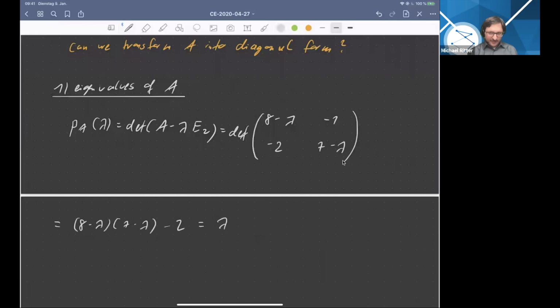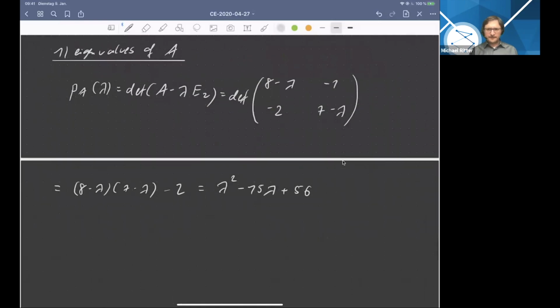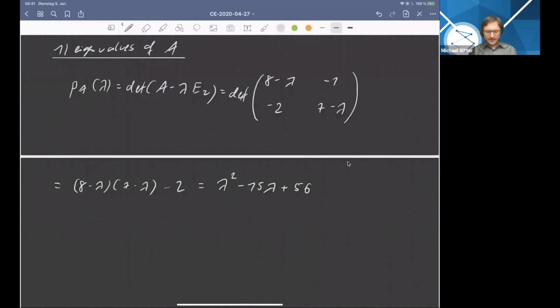That is lambda squared minus 7 lambda minus 8 lambda, so it's minus 15 lambda, plus 8 times 7, that should be 56. Minus 2, of course. Okay, so that's lambda squared minus 15 lambda plus 54.